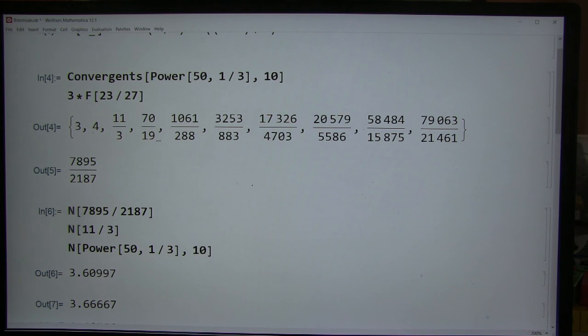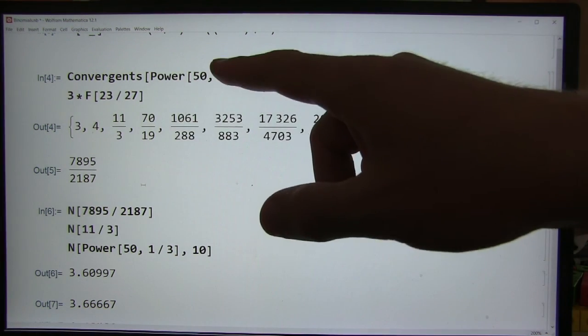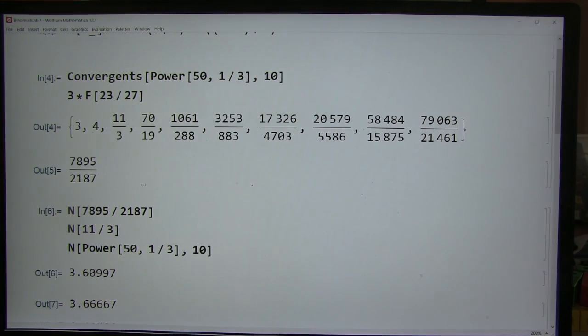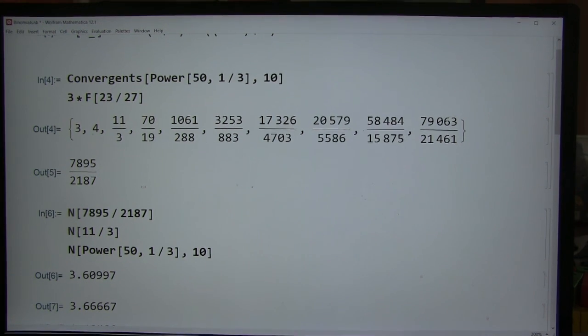Okay, so of those numbers, what should we try to use to do our approximation? 70 over 19 seems fine. Okay, 70 over 19. All right, so we'll go back to the whiteboard, and we'll use 70 over 19 as a better approximation to cube root of 50 than 3. And we'll see what kind of approximation we get with just our 3-term power series now. All right? All right.